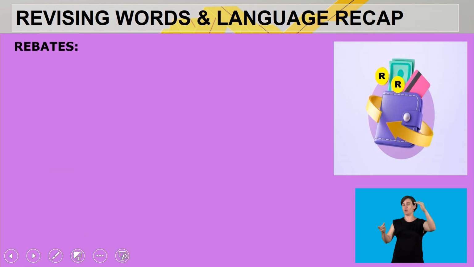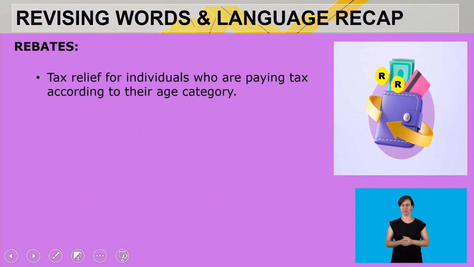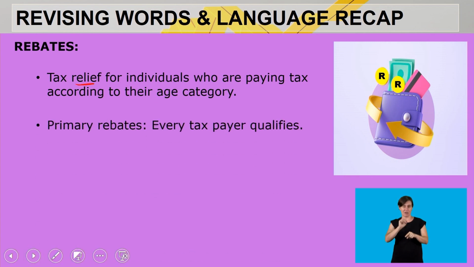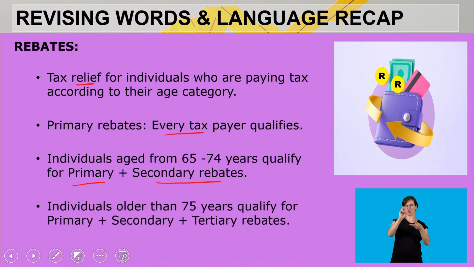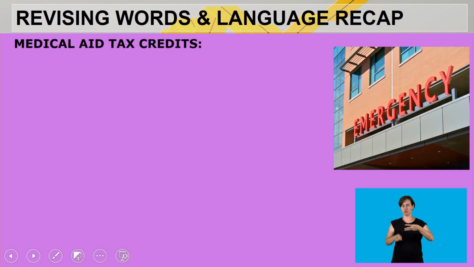Okay. Then rebates, also very important. Rebate is like a discount. Tax relief for individuals, right? So it's a relief for those who are paying tax according to their age category. Then we have three different rebates, right? First up, we have the primary rebate, and here every taxpayer qualifies for the primary rebate. Then individuals between 65 and 74 years old qualify for your primary rebate as well as your secondary rebate. And then we have individuals older than 75 years old. They qualify for your primary, secondary, as well as your tertiary rebates.